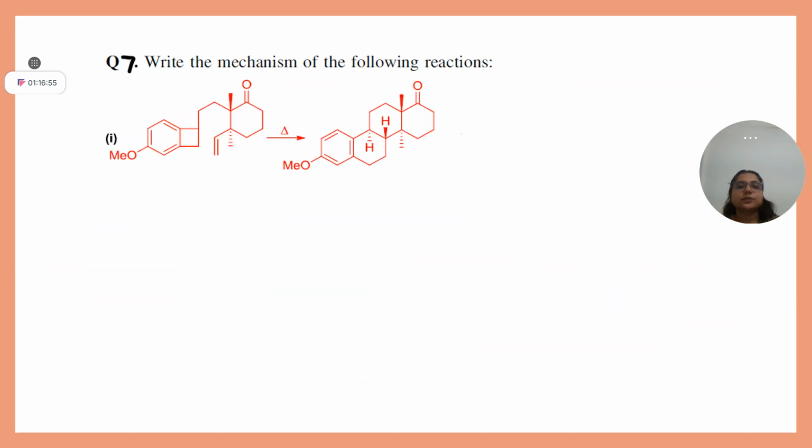Okay, solve this question. Now it is an intramolecular reaction, right? Yes, intramolecular. First form the diene, ma'am. Correct. Then ring opening occurs.